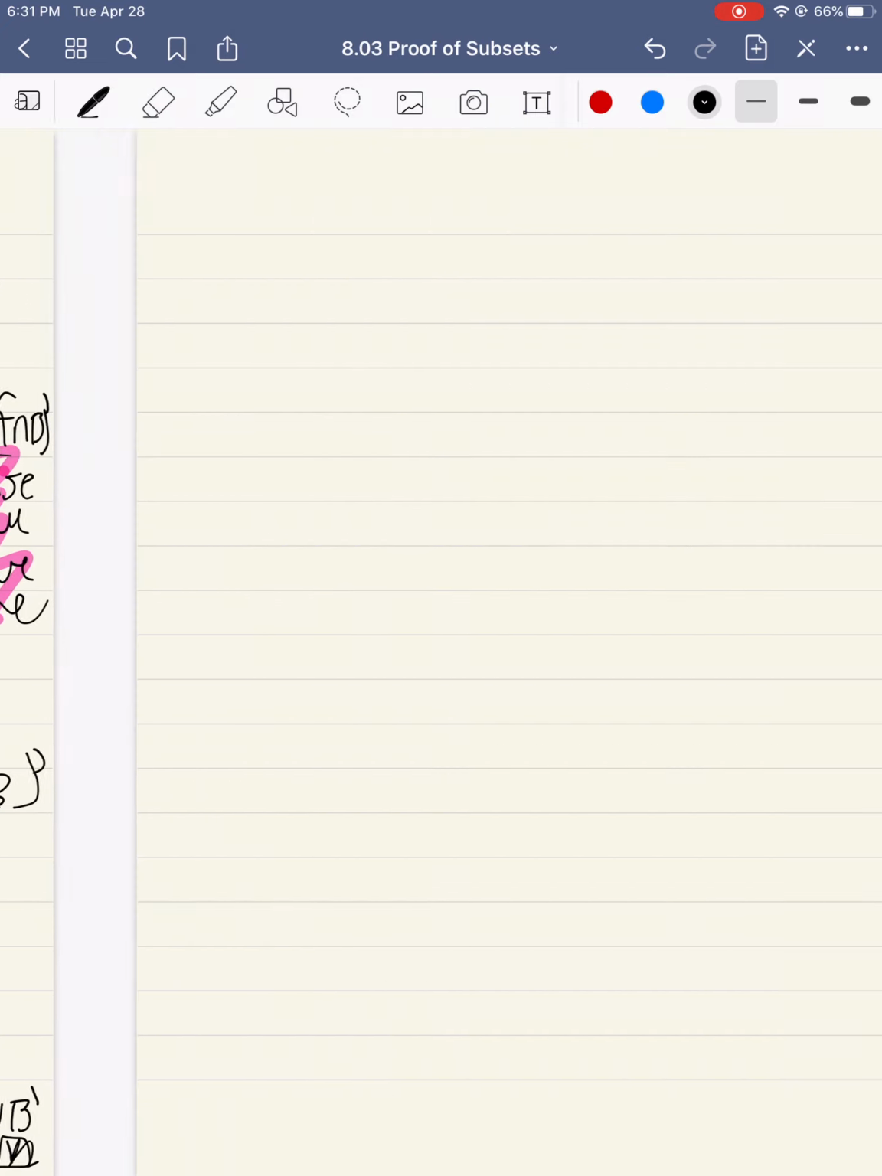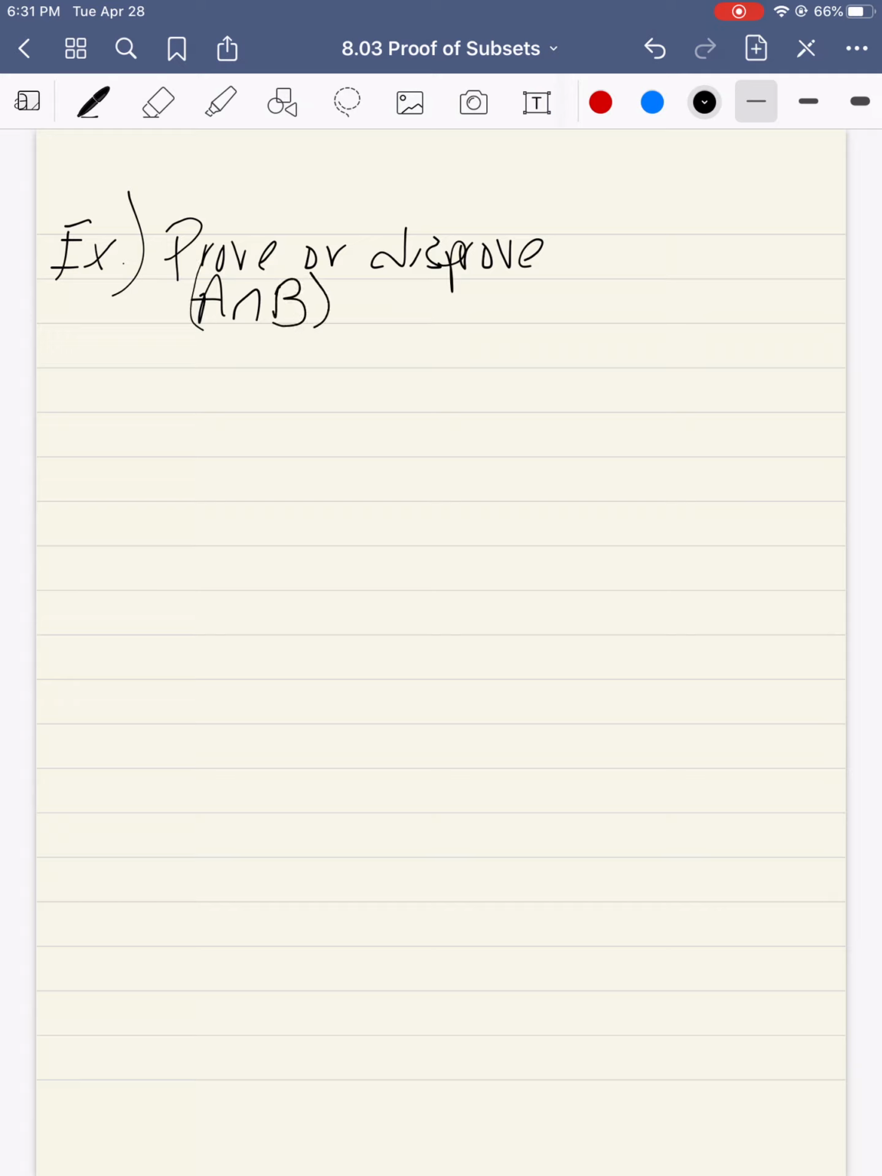Okay, so we're going to do one more. Sorry, just getting myself organized here. So we want to prove or disprove A intersect B, quantity union C, is equal to A intersect the quantity B union C.